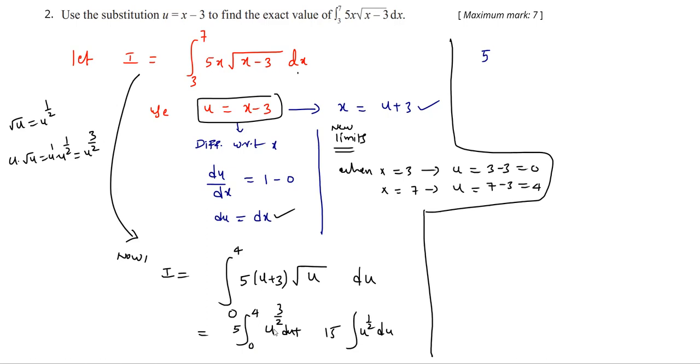Then continuing the calculation, 5 times the integration of u power 3 by 2. We all know the integral of x power n dx is x power n plus 1 upon n plus 1. Same story here. n is 3 by 2. Therefore, 5 times u raised to the power of 3 by 2 plus 1, so 5 by 2, over 5 by 2.